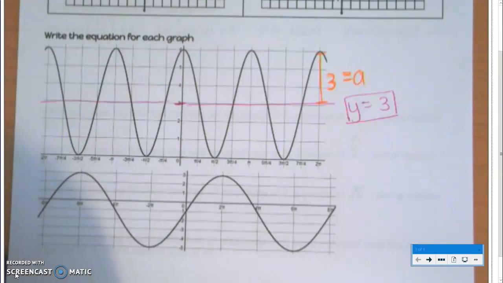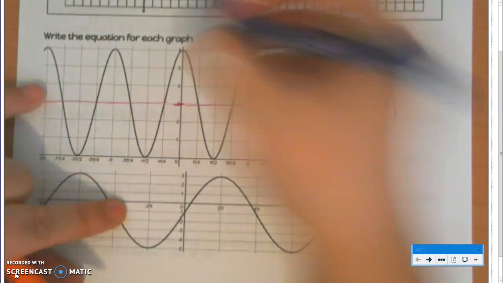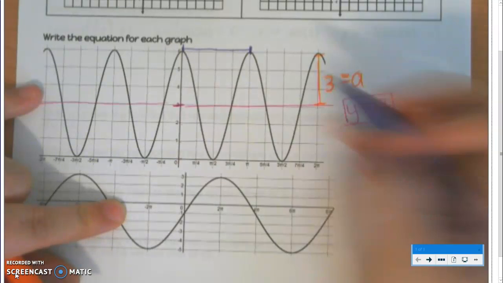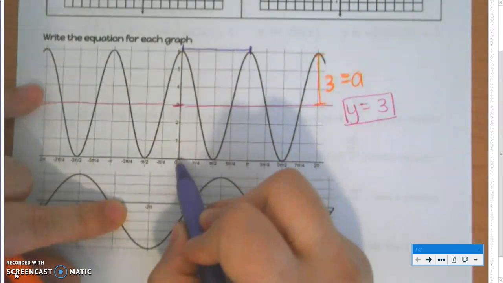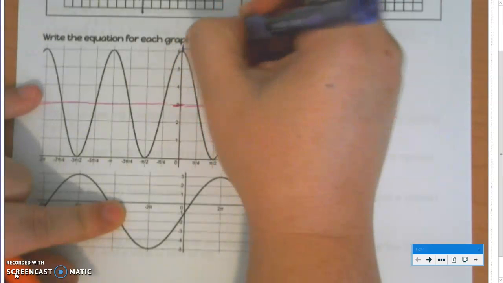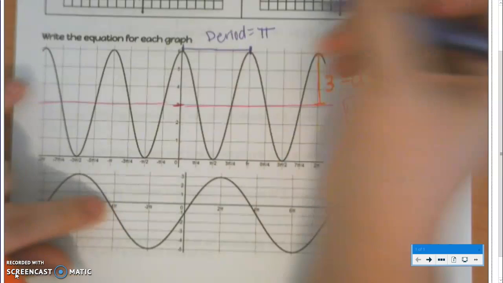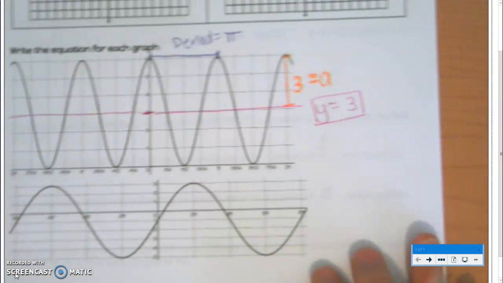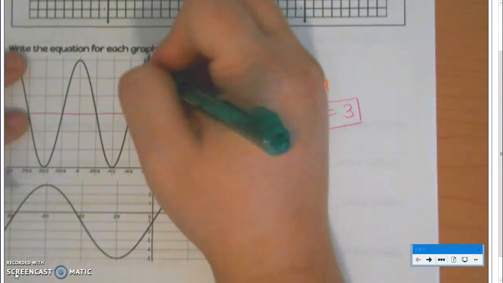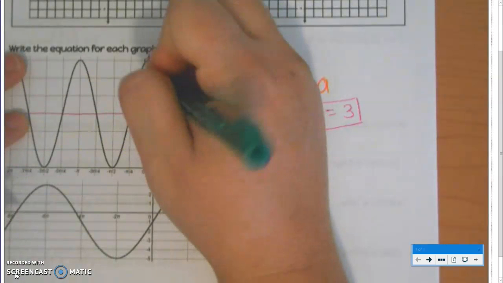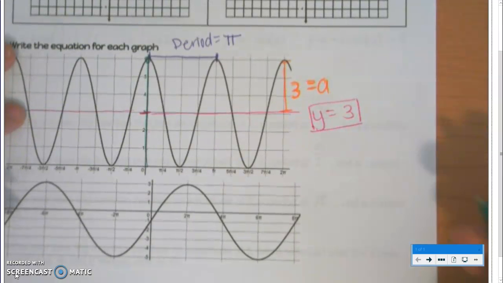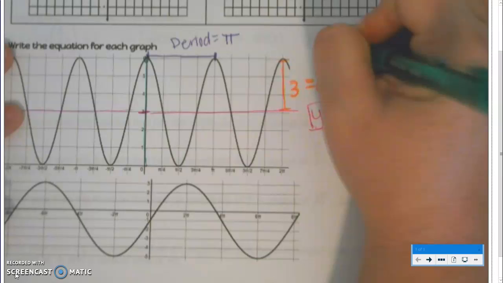And then to figure out the period of the graph, I'm going to look in between two of my maximums. So from 0 to pi, that means my period is pi. When I write the equation, I'm going to notice that this is cosine, because if I look at my y-axis, that's a maximum. That's how cosine starts, with the maximum. So it's going to be cosine.